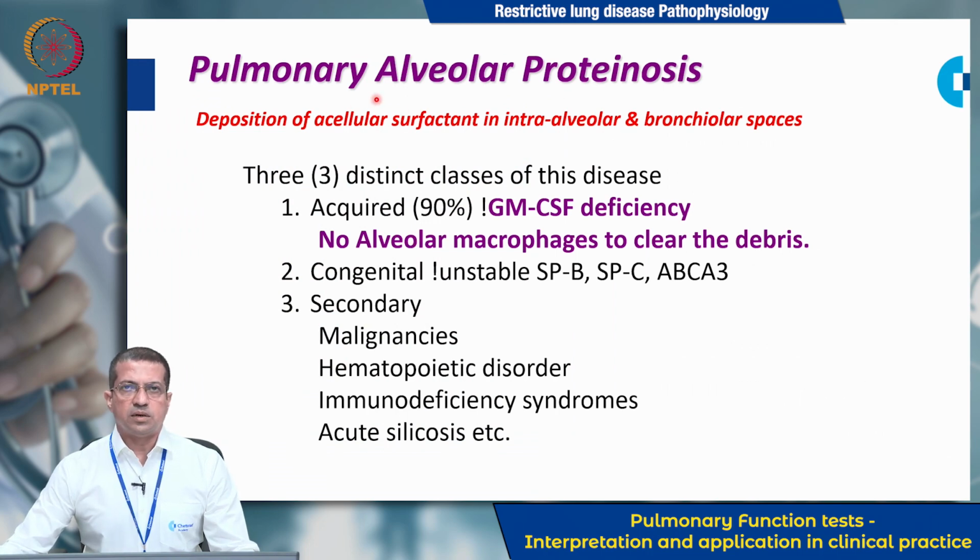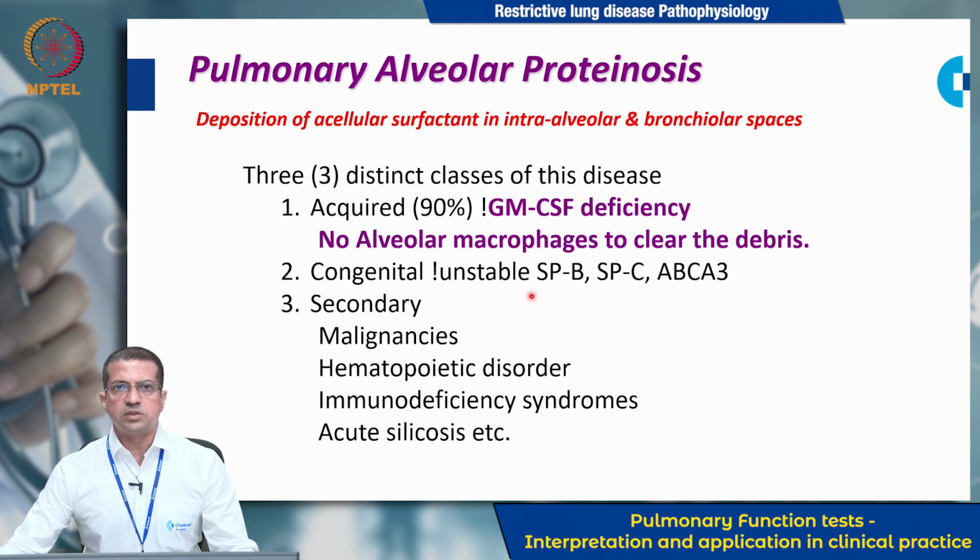And this is the one with the abnormal proteins. It's also called pulmonary alveolar proteinosis, and these are abnormal proteins which fill the alveolar spaces. There are three distinct ways the alveoli are filled with proteins. 90% of them are due to a deficiency of granulocyte monocyte colony stimulating factor, where the monocytes are not formed since this colony stimulating factor is not there, and because of that they end up accumulating the surfactants in the alveolar space itself.